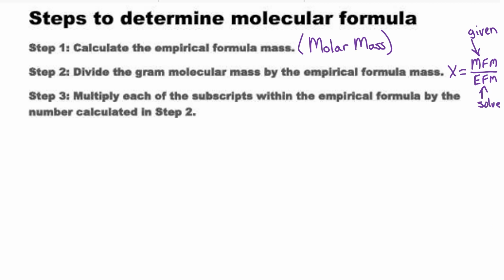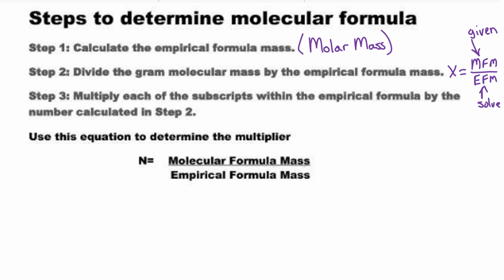And then after you get your multiplier, after you get x, you're going to multiply each of the subscripts in the empirical formula by the number calculated in step two, the multiplier. So again, this is the equation: x, or n, equals molecular formula mass divided by empirical formula mass. And I'm going to point this out one more time.